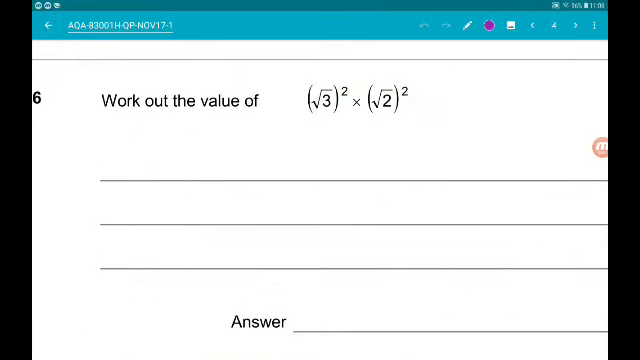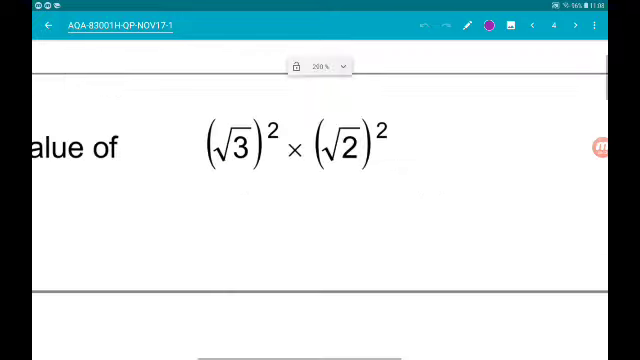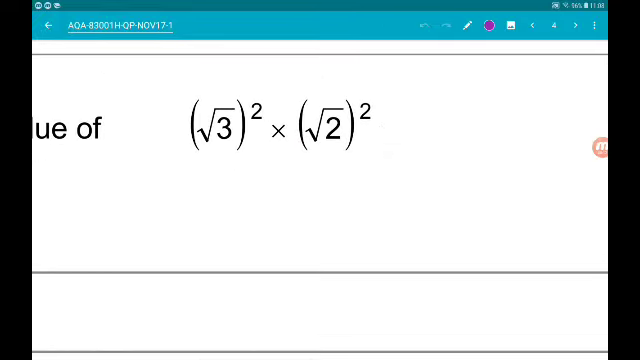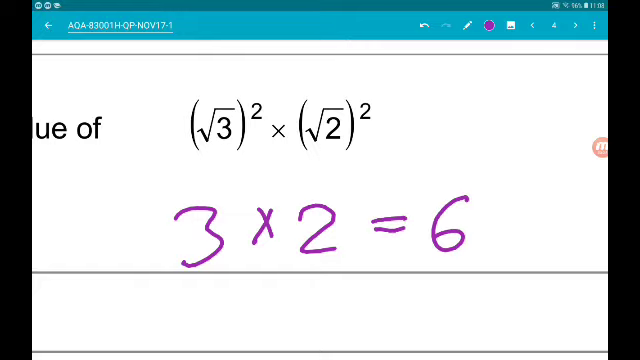Okay, question 6 wants us to work out the value of root 3 squared times root 2 squared. So a square and a square root cancel each other out. So root 3 squared is 3, root 2 squared is 2, so 3 times 2 is 6.